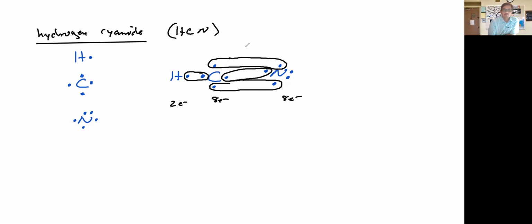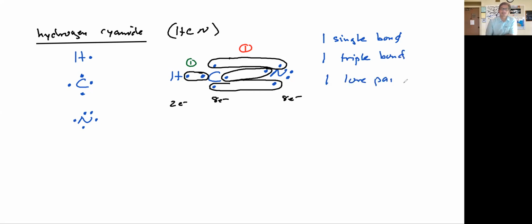We have a triple bond here, and we have a single bond. Okay. All right. So to summarize, in this structure for hydrogen cyanide, we have one single bond between carbon and hydrogen. We have one triple bond between carbon and nitrogen, and then we have one lone pair that sits only on oxygen. Okay, and so that's the molecule right here.